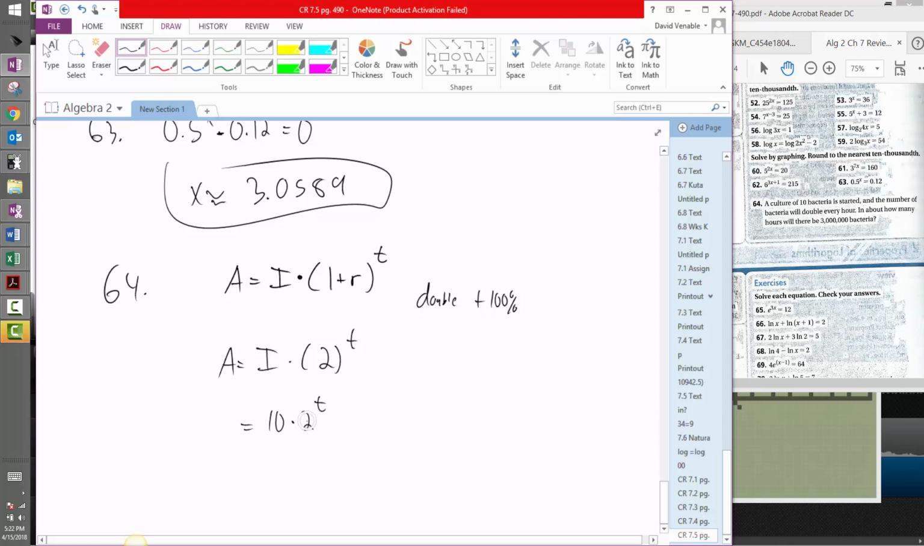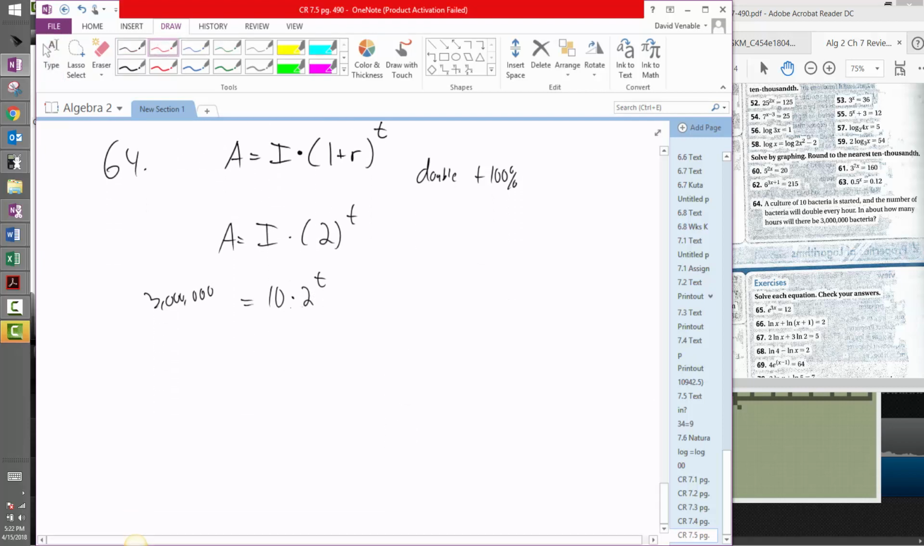All right, I'm choosing not to put the parentheses here. But wait, they didn't give me t. Oh, but they did give me the amount, 3 million. So I want to solve for t. That's why I'm not given t. So let's do this. All right, you can't divide by 2. You don't do that. First, you divide by 10. So this is just going to be one less 0. So instead of 3 million, it's going to be 300,000 is equal to 2 to the t.